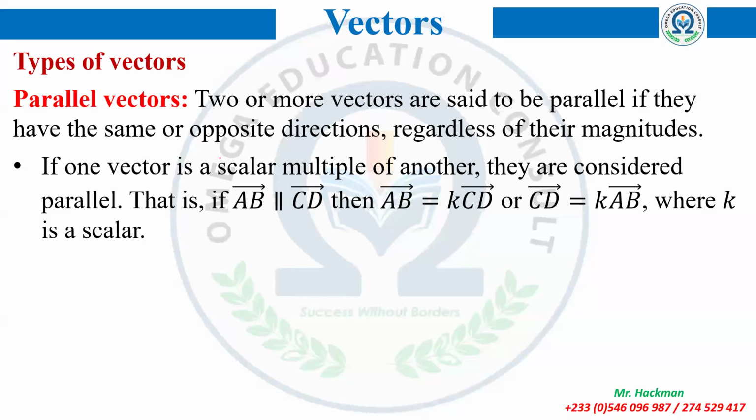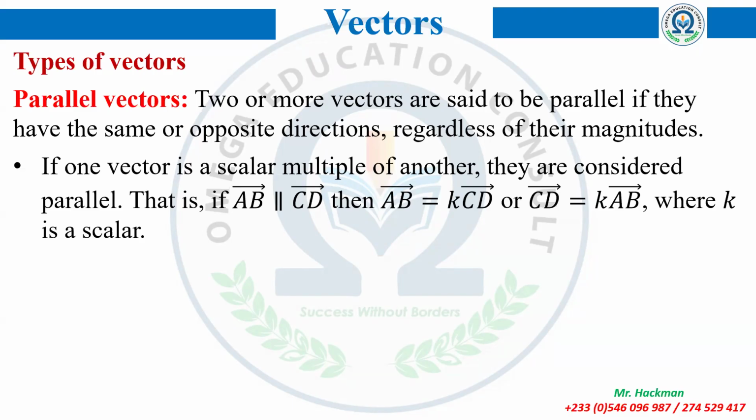Okay, so welcome back from the water break. We are still on types of vectors, so we are going to look at our next type, which will be parallel vectors. I read: two or more vectors are said to be parallel if they have the same or opposite direction, regardless of their magnitude. Usually we'll say that in simple terms: two vectors are parallel when one is a scalar multiple of the other.